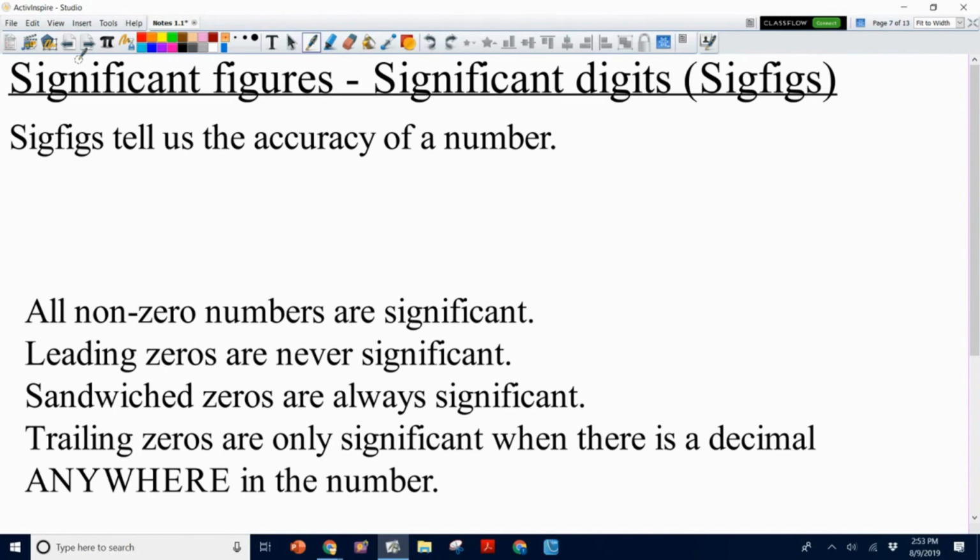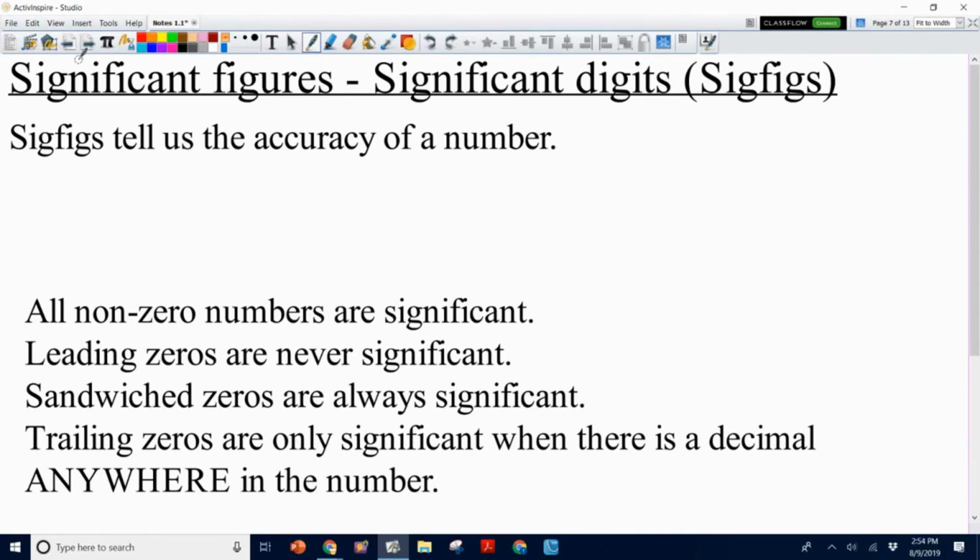So all non-zero numbers are significant. That means 1, 2, 3, 4, 5, 6, 7, 8, 9. Those are significant digits automatically. Leading zeros are never significant. So if you have a number like 0.01, those zeros are leading. That means they're beginning the number. They're to the left of a non-zero number. So those numbers are never significant.